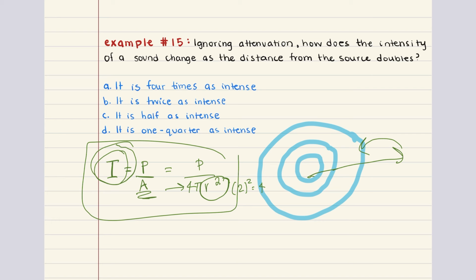That means that the correct answer for problem 15 is answer choice D. How does the intensity of a sound change as the distance from the source doubles? The intensity is 1/4 its value. So it is 1/4 as intense.